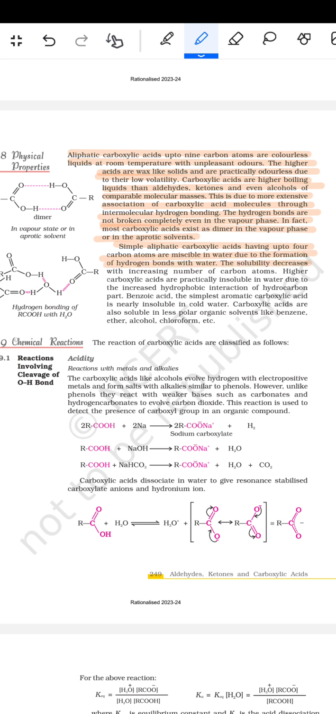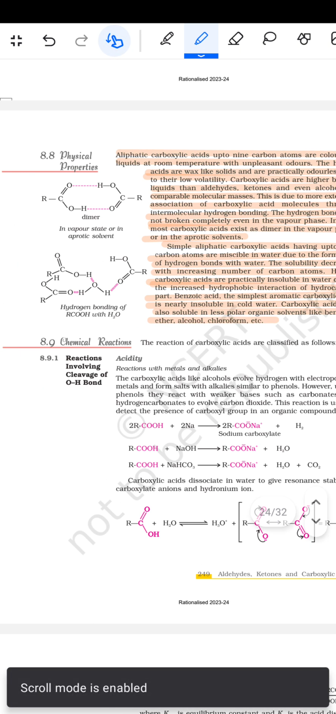The solubility decreases with the increasing number of carbon atoms. Higher carboxylic acids are practically insoluble in water due to the increased hydrophobic interaction of the hydrocarbon part. Benzoic acid, the simplest aromatic carboxylic acid, is nearly insoluble in cold water. Carboxylic acids are also soluble in less polar organic solvents like benzene, ether, alcohol, chloroform, etc.